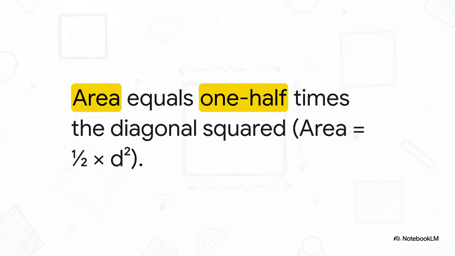What happens if you're measuring a space, but the outside edges are blocked by heavy furniture or walls, and you only know the distance straight across the middle, from corner to corner? That diagonal measurement might seem kind of useless at first glance. But don't panic. For this exact scenario, we use a slightly more advanced secret weapon formula. Area equals 1/2 times the diagonal squared.